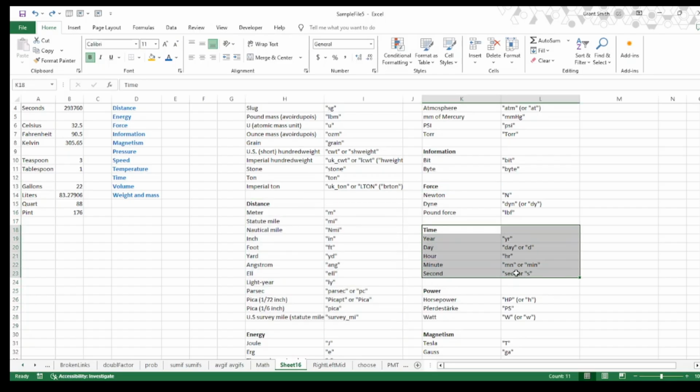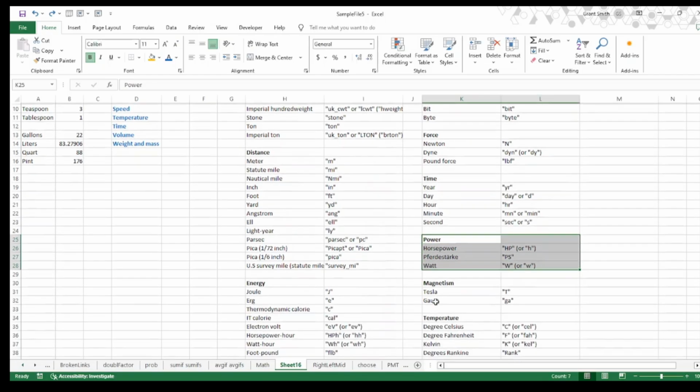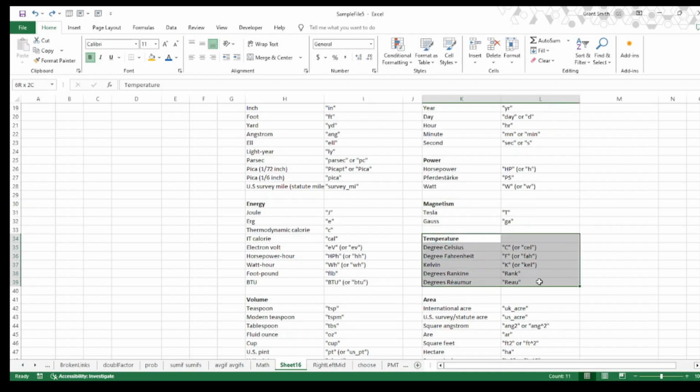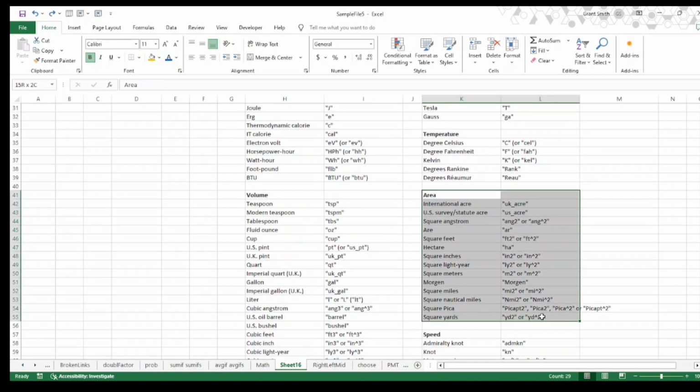Time, so these are the traditional ones we're used to. Power, so this is if you want to convert power to things. Energy, which is obviously different. You have magnetism. I didn't even know Tesla was a measurement of magnetism, so there you go. Temperature, so all the different temperature conversions that can happen. Area, so all of these different areas, and obviously you've got difference between UK and US areas. So all of those are in there.